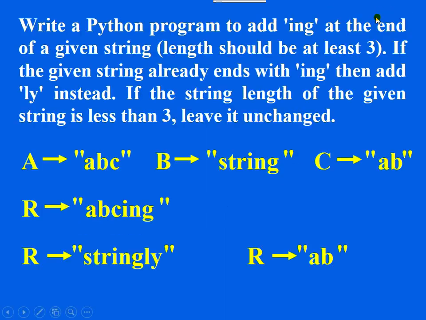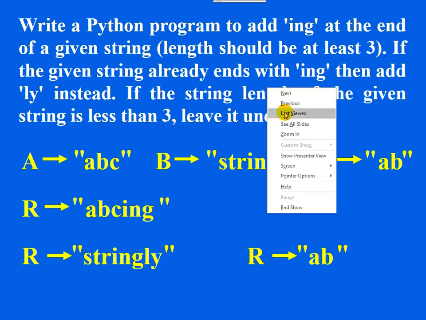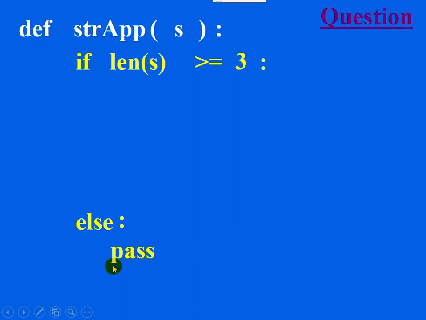I hope you remember. Just see the question. If the length of the given string is less than 3, leave it unchanged. So that's the reason why I made use of pass. Pass means empty statement, nothing to do. Okay.